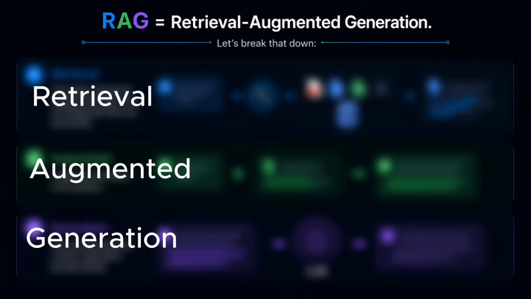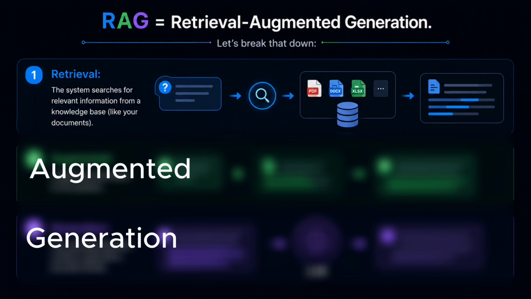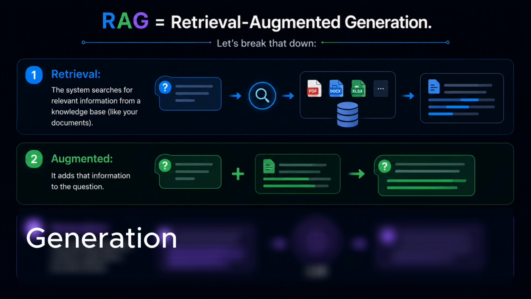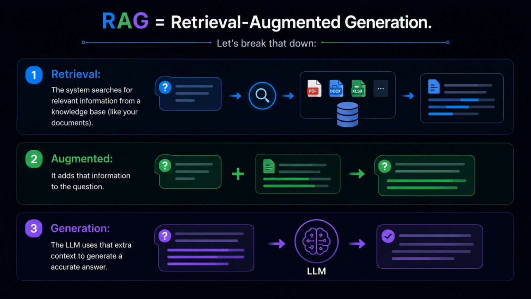RAG, Retrieval-Augmented Generation. Let's break that down. Retrieval: the system searches for relevant information from a knowledge base like your documents. Augmented: it adds the information to the question. Generation: the LLM uses that extra context to generate an accurate answer.